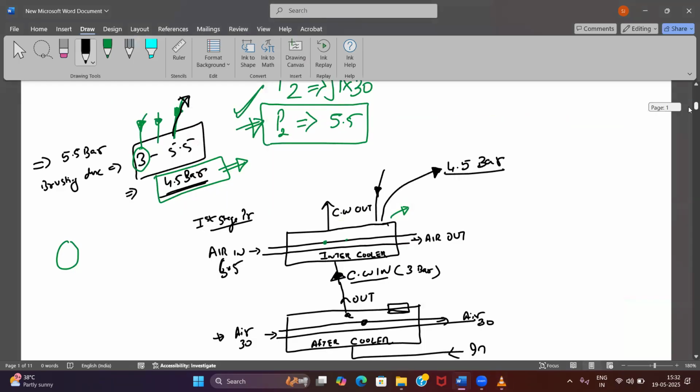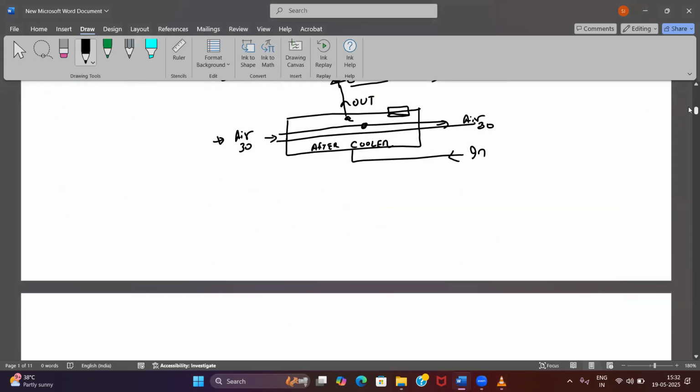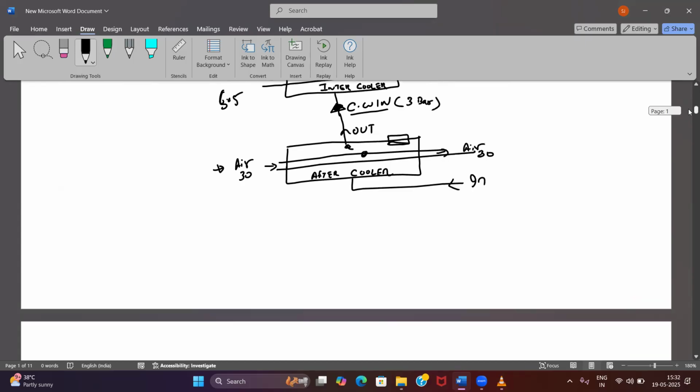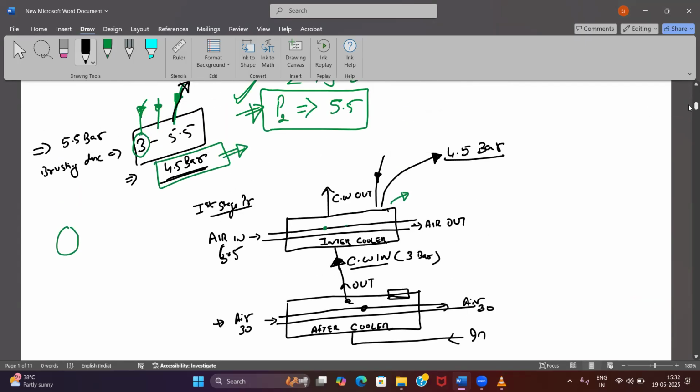Now ask, what question were you asking? Like why is the bursting disk provided? So first of all, it is a safety. It is a safety for your intercooler and compressor first of all. Suppose this bursting disk is not provided and your intercooler tube bursts. What is going to happen?